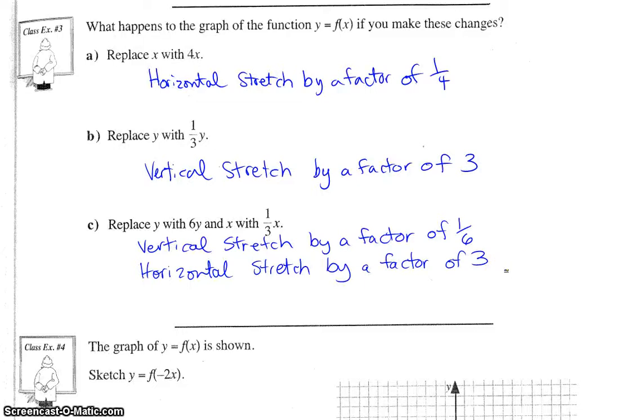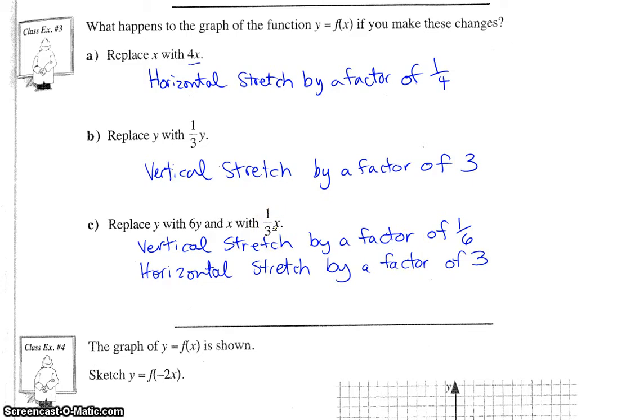Okay, let's compare. Replacing x with 4x should have been a horizontal stretch by a factor of 1/4. You reciprocal the 4. Replace y with 1/3 y, vertical stretch by a factor of 3, reciprocal the 1/3. Replace y with 6y and x with 1/3 x. So the y part, vertical stretch by a factor of 1/6, flip the 6. Horizontal stretch by a factor of 3, flip the 1/3. And there we go. All clear?